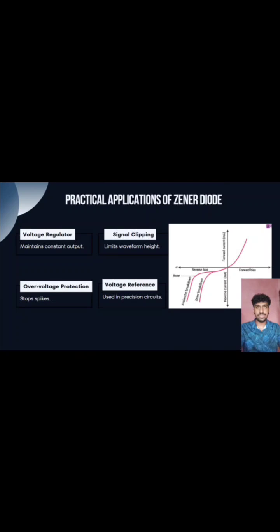Now, I would like to explain about practical applications of Zener diodes. Zener diodes are used in voltage regulators, over voltage protection, waveform shaping and voltage reference circuits. They play a key role in keeping electronics safe and stable.